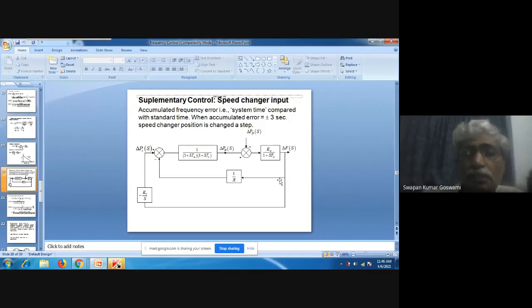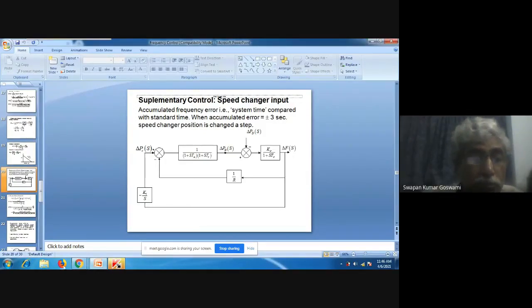This inner loop is faster because it is done by the speed governor itself, but the outer loop requires some external action, and obviously that is somewhat time consuming. So this outer loop or supplementary control loop is somewhat slower with respect to the primary control. So this is slower, but this is faster.